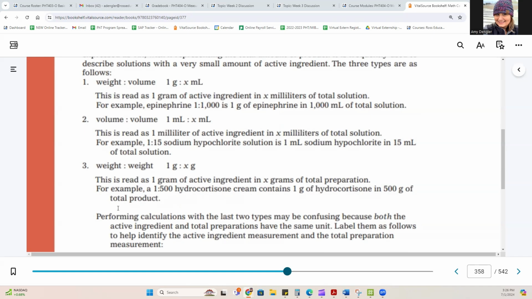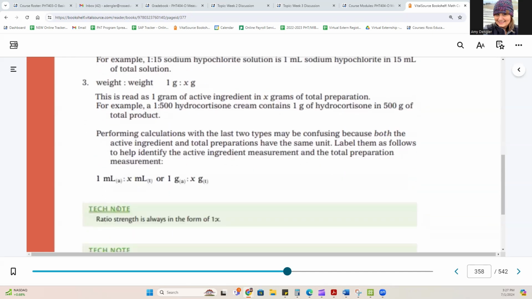Performing calculations with the last two types may be confusing because both the active ingredient and total preparations have the same unit. So we want to label them as follows to help identify the active ingredient measurement and the total preparation measurement. So you can do that if that helps.